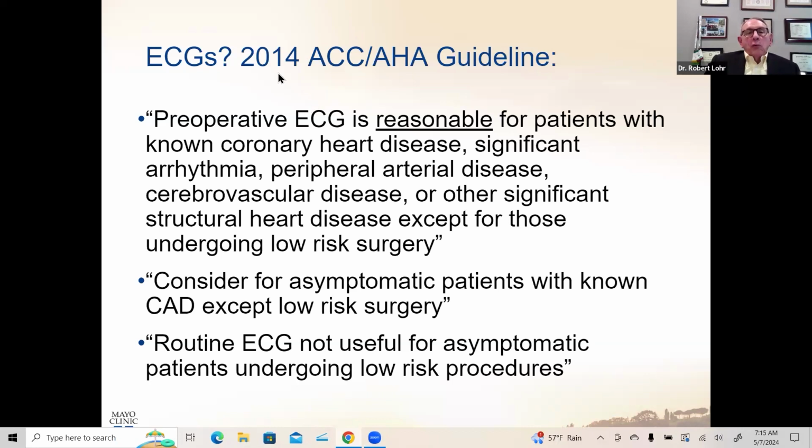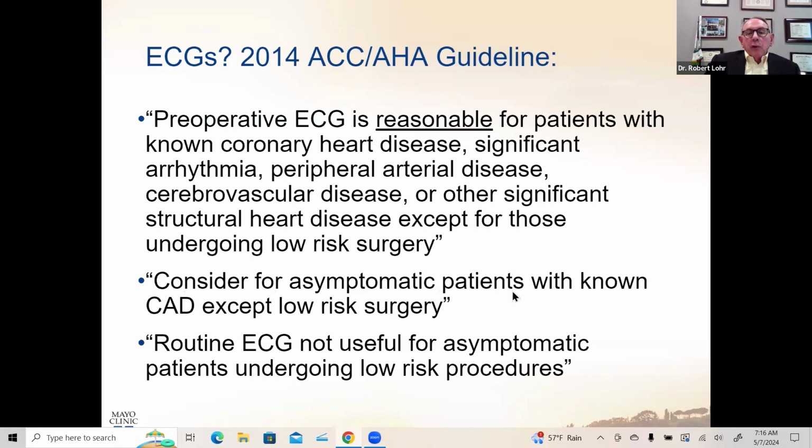So they said in 2014, and I think this will continue going forward, that preoperative ECG is reasonable. So they're hedging a bit here for patients with known coronary artery disease, significant arrhythmias, peripheral arterial disease, stroke, or TIA, or other structural heart abnormalities, unless the patient's undergoing low-risk surgery. And I referred to low-risk surgery several times, and I need to perhaps define it. Dermatologic, dental, most outpatient procedures, breast surgery, unless it is a massive reconstruction or a radical mastectomy, would be considered minor surgeries.